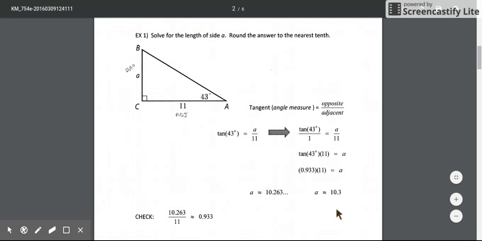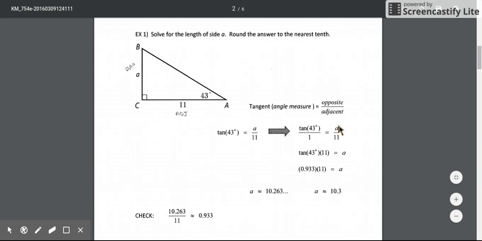And then we can check our answer. So supposedly 10.3 divided by 11 is equal to the decimal value of the tangent of 43 degrees. Well, we know that the tangent of 43 is 0.933, so we can check our answer here. And if we use that value that we didn't round, we'll be more accurate and it'll match up a little bit better. So 10.263 divided by 11 is the same exact decimal value that our calculator said the tangent of 43 degrees was.